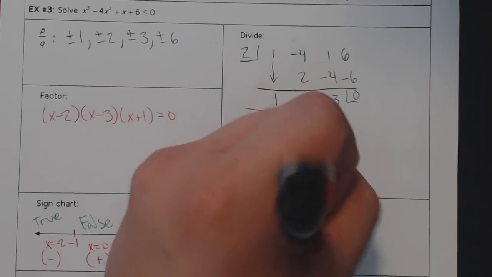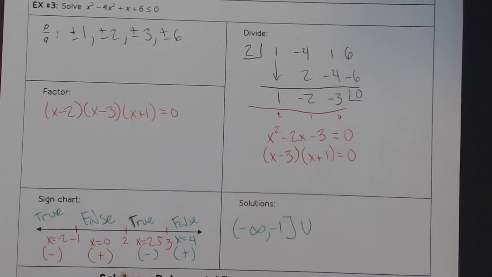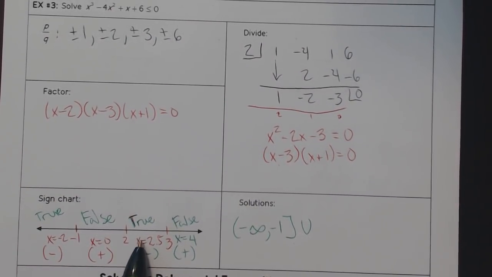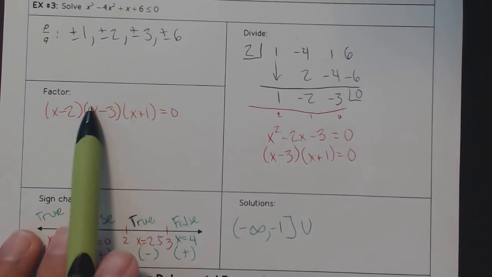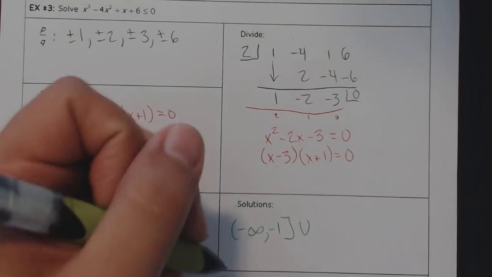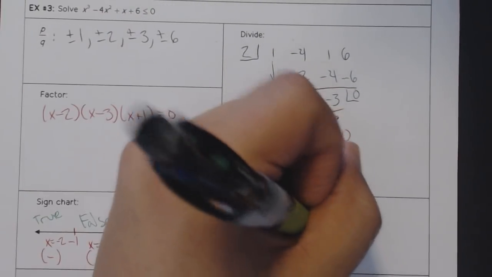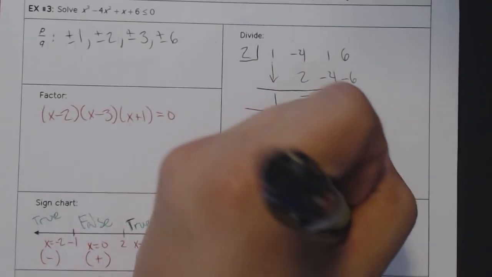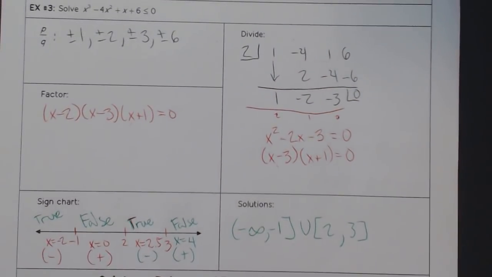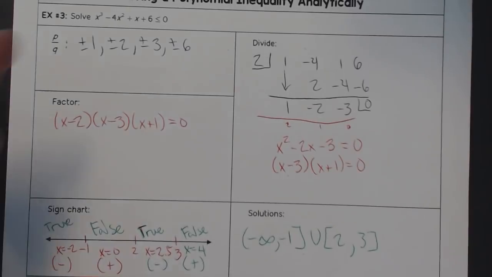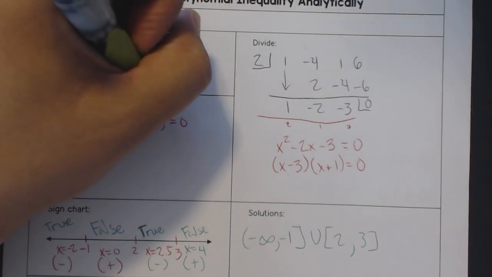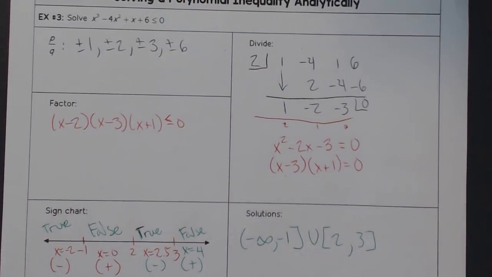Then we're going to say union, and we know that the next true area is between 2 and 3, and we know 2 and 3 work because those are zeros of the function. So we can say 2, 3 in brackets. And I just realized this up here should not be equal to 0, it should be less than or equal to 0.